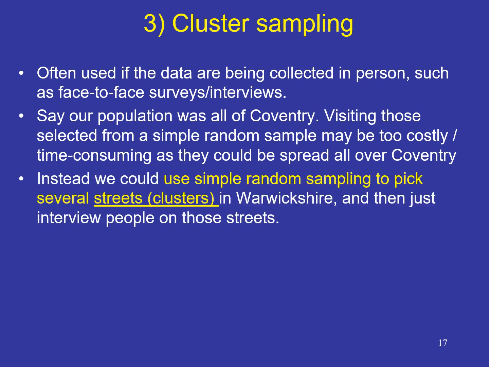So what we could do instead is we could use a simple random sample to pick several streets in Warwickshire. So let's say, for example, we wanted to pick 100 people altogether. Rather than randomly picking 100 people separately, we could pick 10 streets and then interview 10 people on each of those streets. It would reduce the travel. This is called cluster sampling because we've reduced it to 10 clusters.